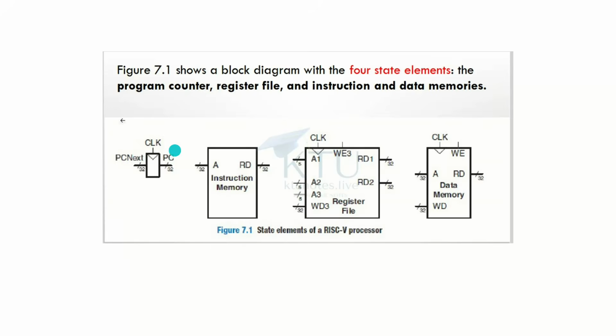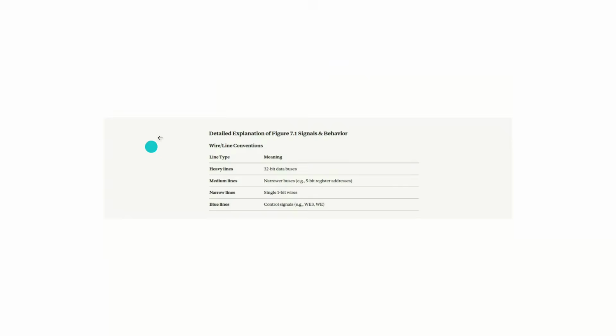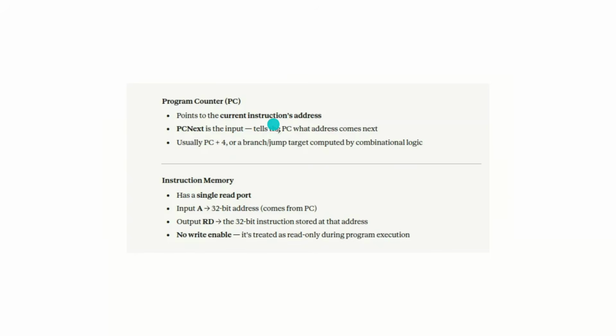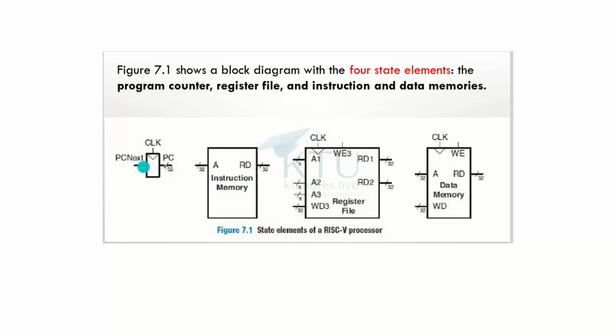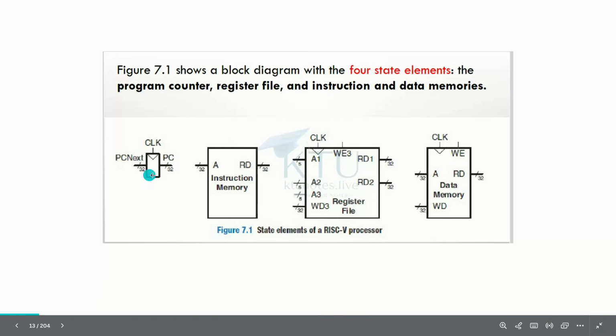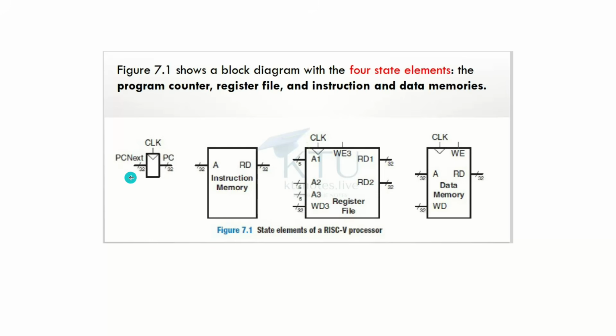Now you see the program counter here. What the program counter does is give the current instruction, and the next instruction gets updated here. That means it points to the current instruction address, and PC next is the input. We tell the PC what address is coming next, usually PC plus 4 or a branch or jump target computed by the computational logic. The PC value gives the current instruction you want to fetch, and to calculate the next instruction, the input is PC next. Both are 32-bit. You can see 32-bit data buses and a clock signal.